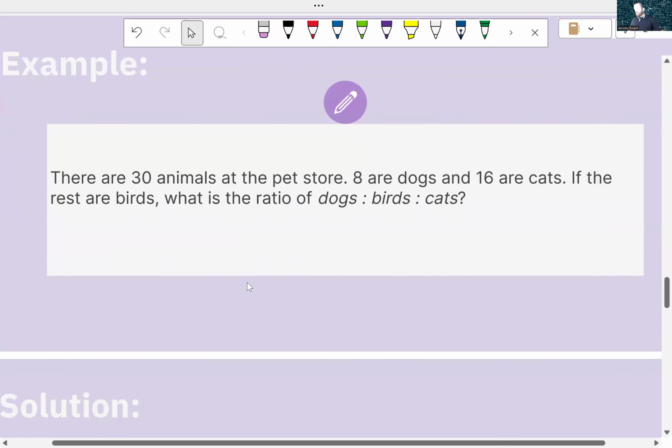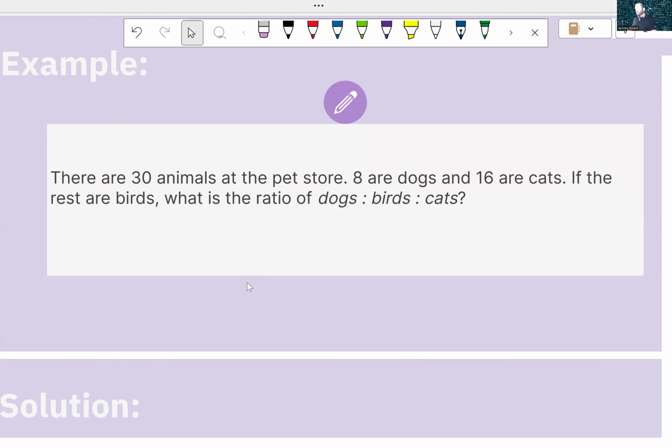Here's another example with totals where we have to find the missing value, but we also need to write the ratio in terms of 3 variables. So here there are 30 animals at the pet store. 8 of them are dogs, 16 are cats. If the rest are birds, what is the ratio of dogs to birds to cats?